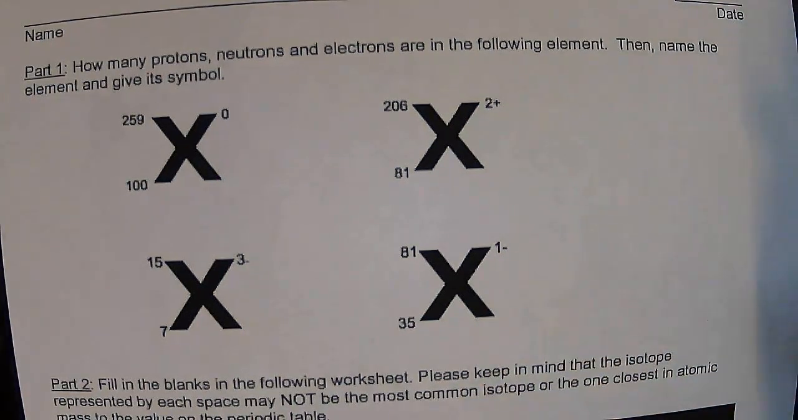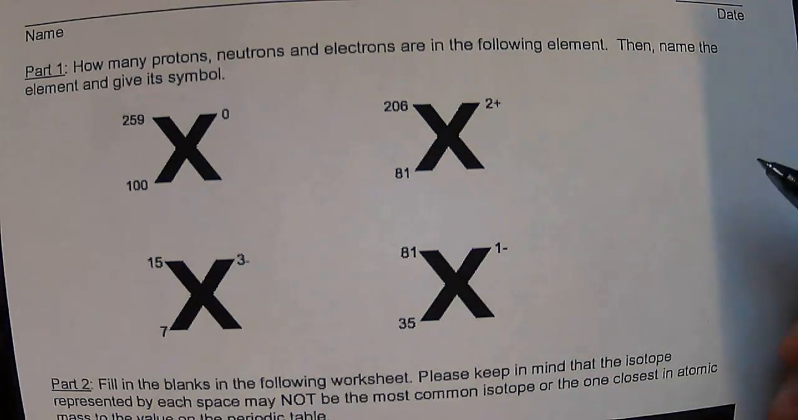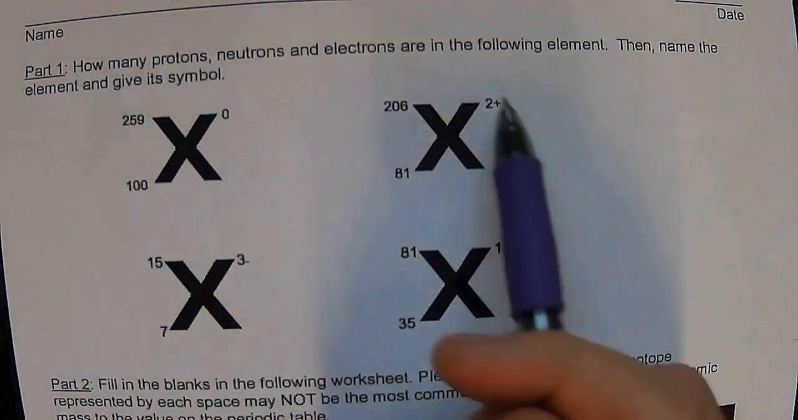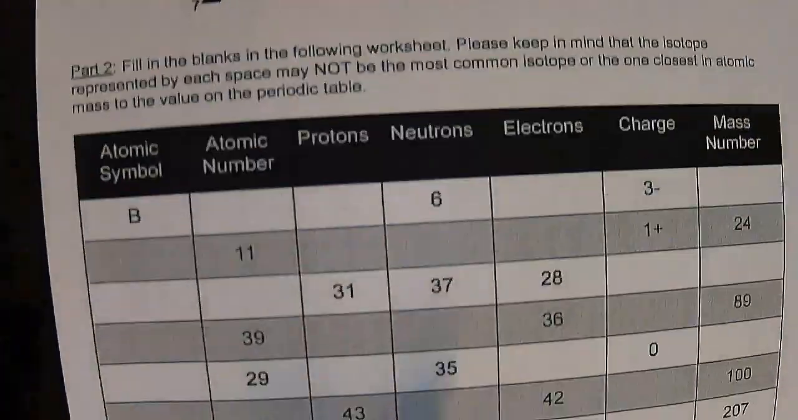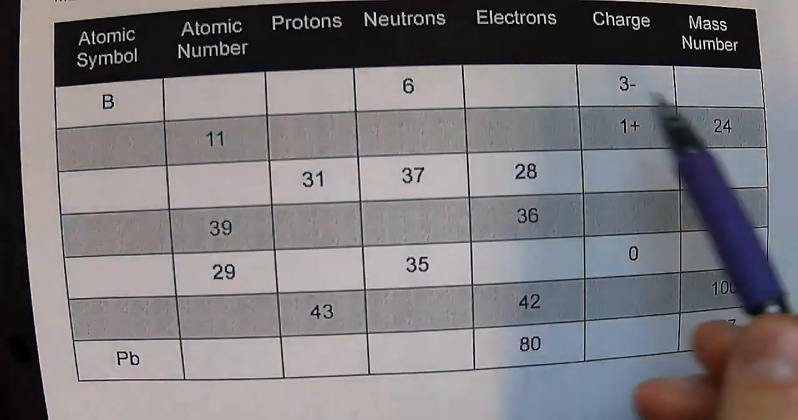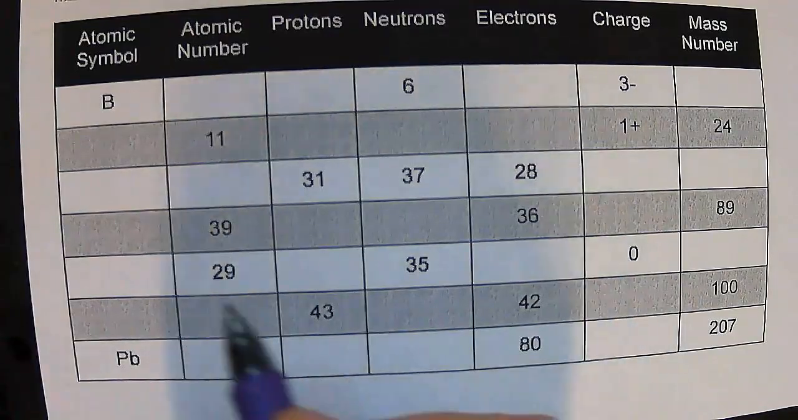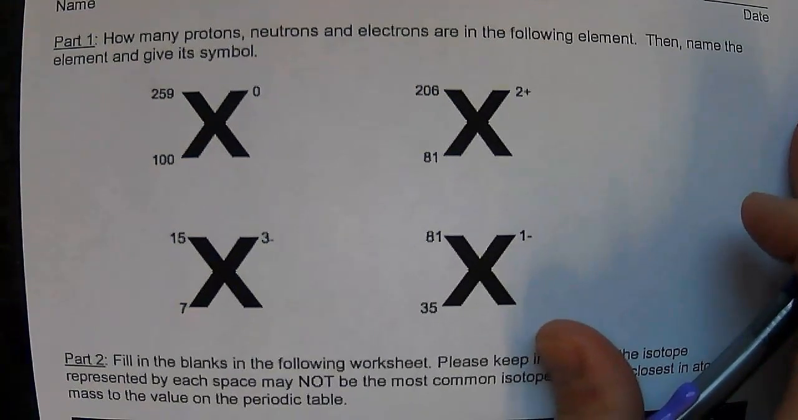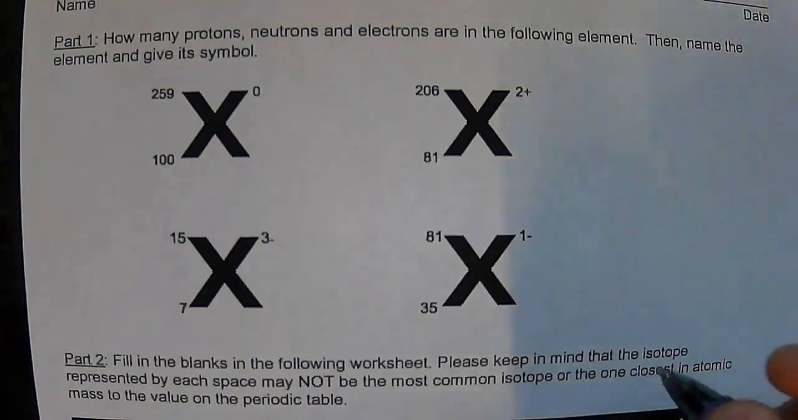Basically, atomic structure in this case is just counting protons, neutrons, and electrons. So I'm going to spend this time counting protons, neutrons, and electrons in two different ways: using these things we call nuclide symbols, and just looking at the data table and trying to do it from there. For part one, we're going to look at the nuclide symbols.